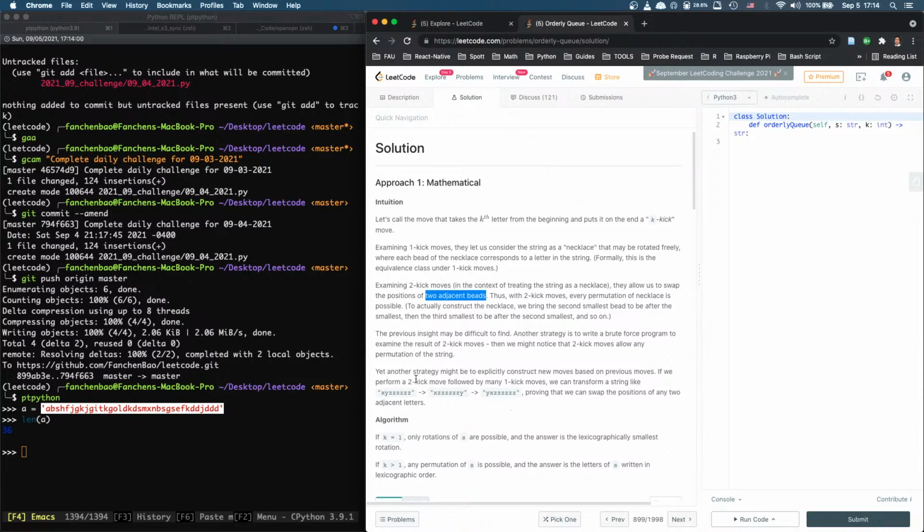If we perform a two-kick move followed by many one-kick moves, we can transform a string like this to this, proving that we can swap the positions of any two adjacent letters.